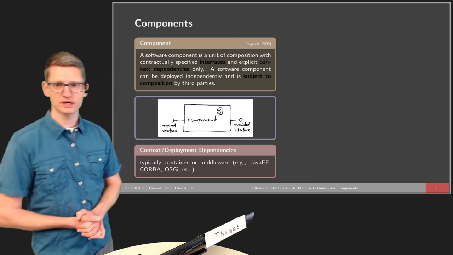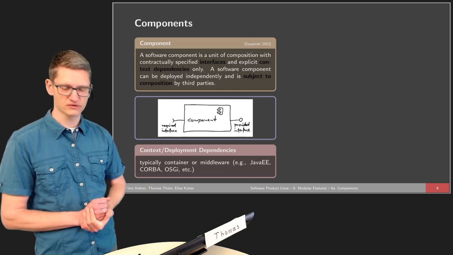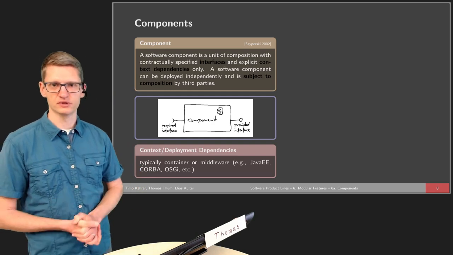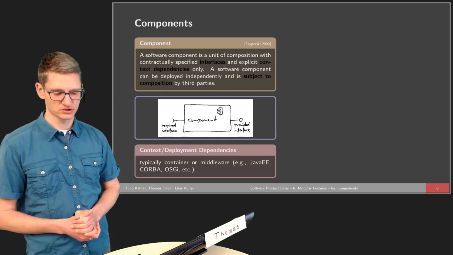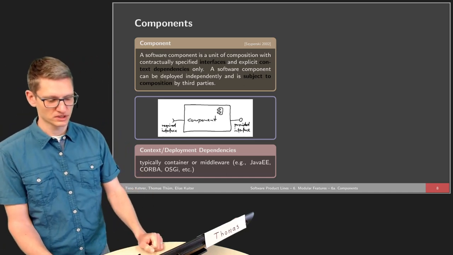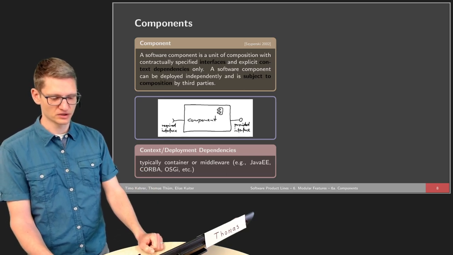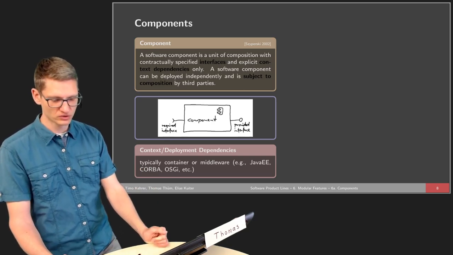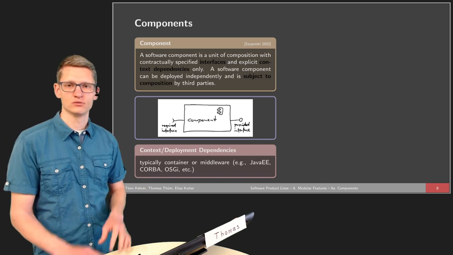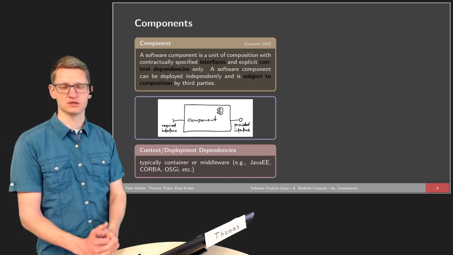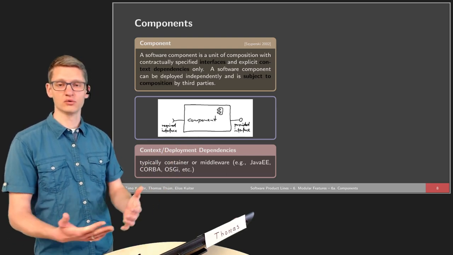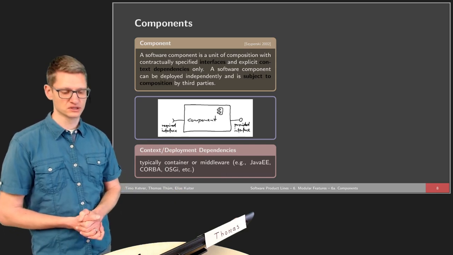Let's do a quick recap of components. I guess most of you have already heard of components before in some undergraduate courses, as it is one of the most central things in software engineering. A software component is a unit of composition with contractually specified interfaces and explicit context dependencies only. A software component can be deployed independently and is subject to composition by third parties. The idea is we develop components and then they can be used and reused in different contexts. We can also compose components that are developed by different third parties.